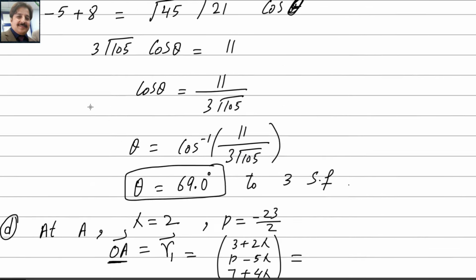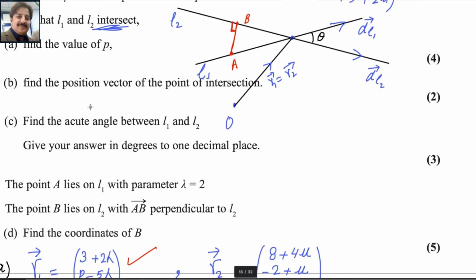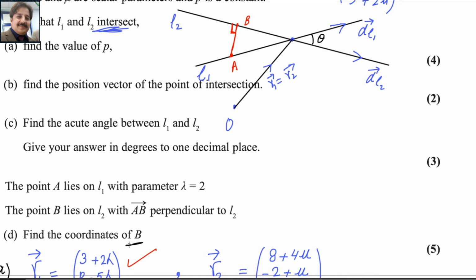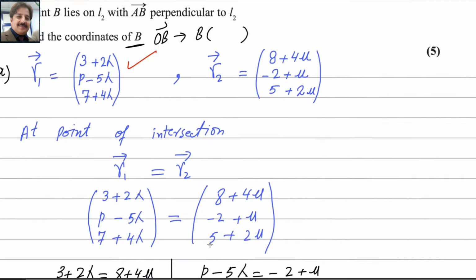For that question, let me read it again. Find the coordinates of B. Actually, we need to find OB, the position vector for B. Once you find OB, you can find the coordinates of B easily. That's it.